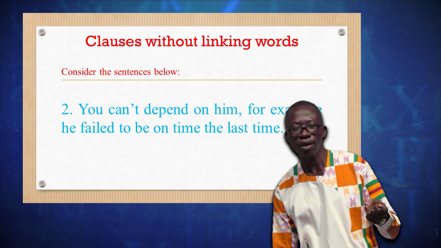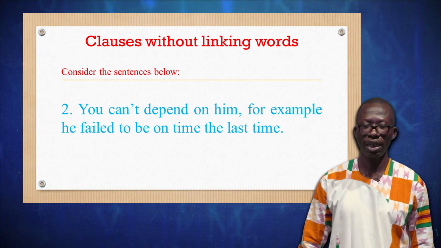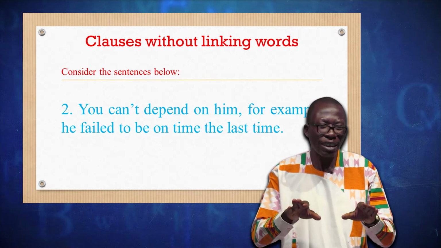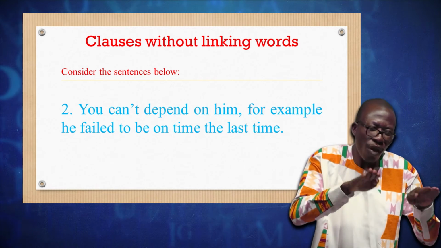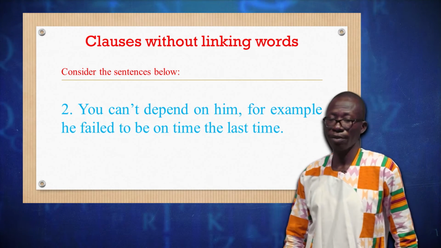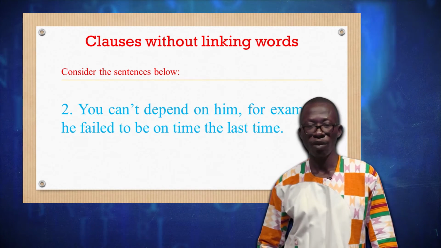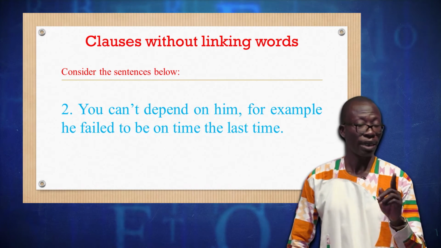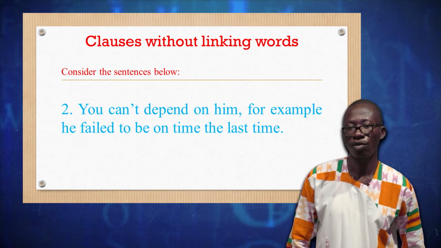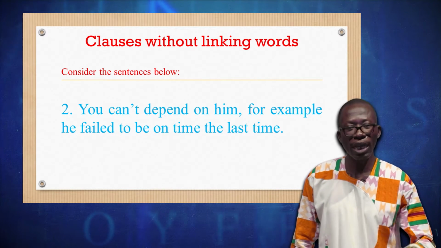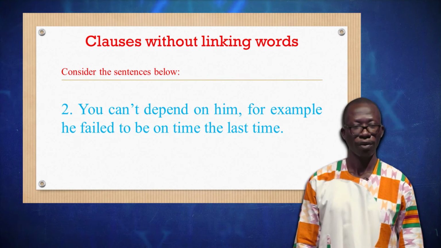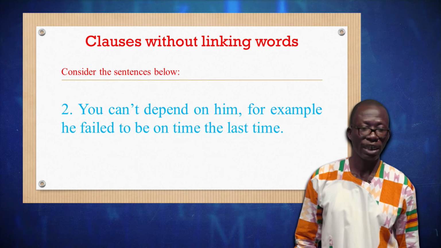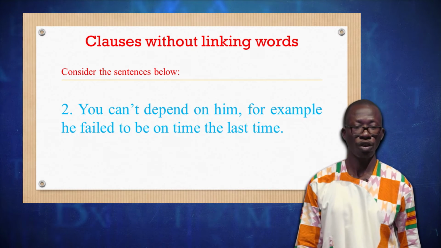Then, you cannot depend on him. For example, he failed to be on time the last time. You can see the connection where the second clause tries to give more reasons why you cannot depend on someone. So it's exemplifying. It's giving you a perfect reason why you cannot depend on the person, and the reason is that the person has failed you before. The person has failed to be on time before, so you can't depend on the person this time around. So that connection is there, yet we do not have a coordinator or a subordinator linking the two clauses.